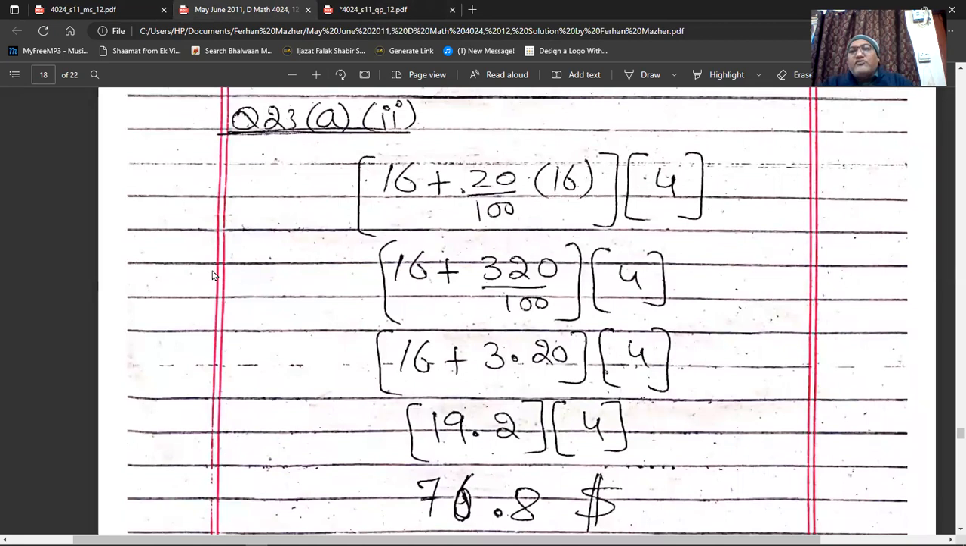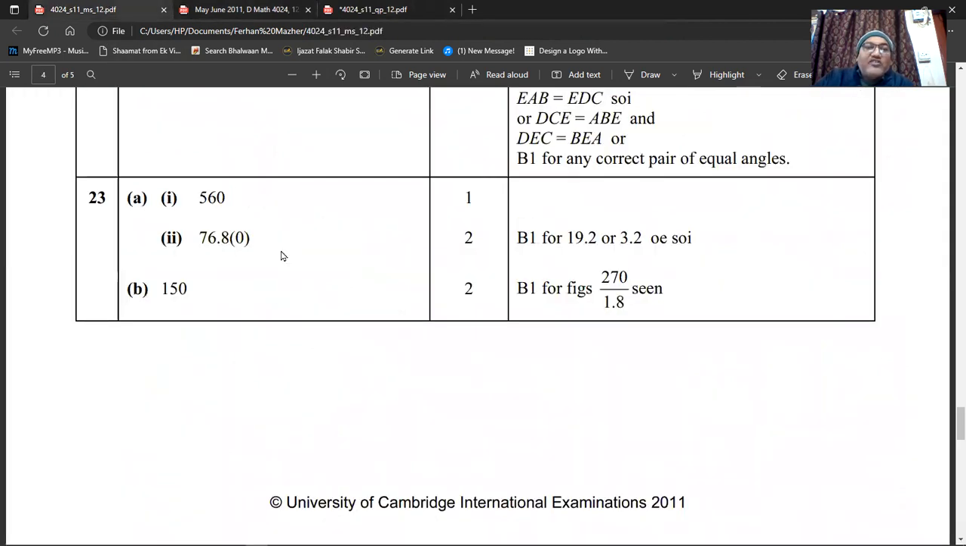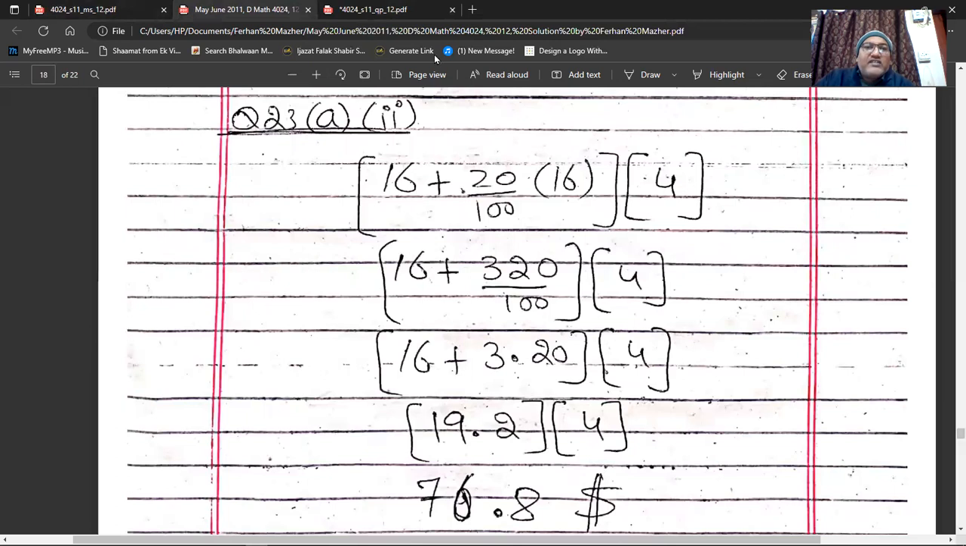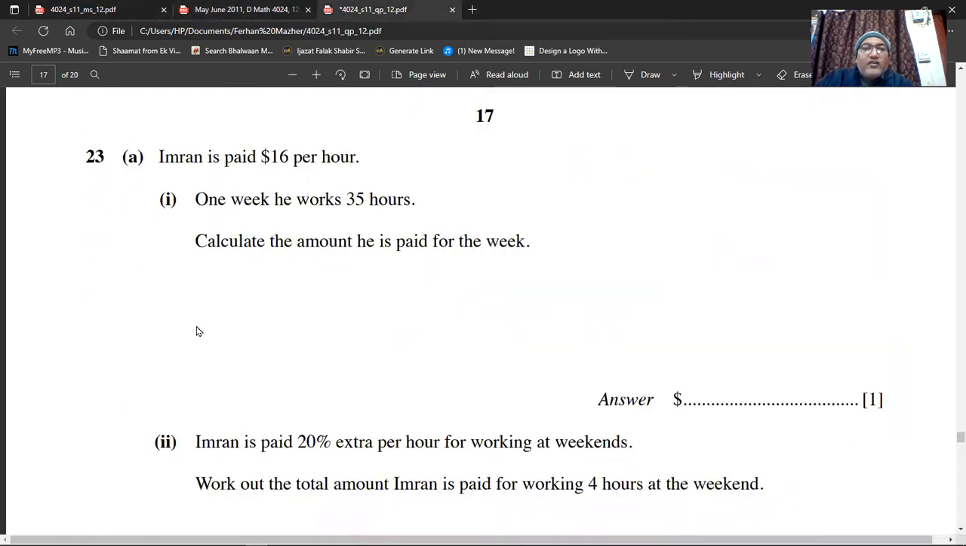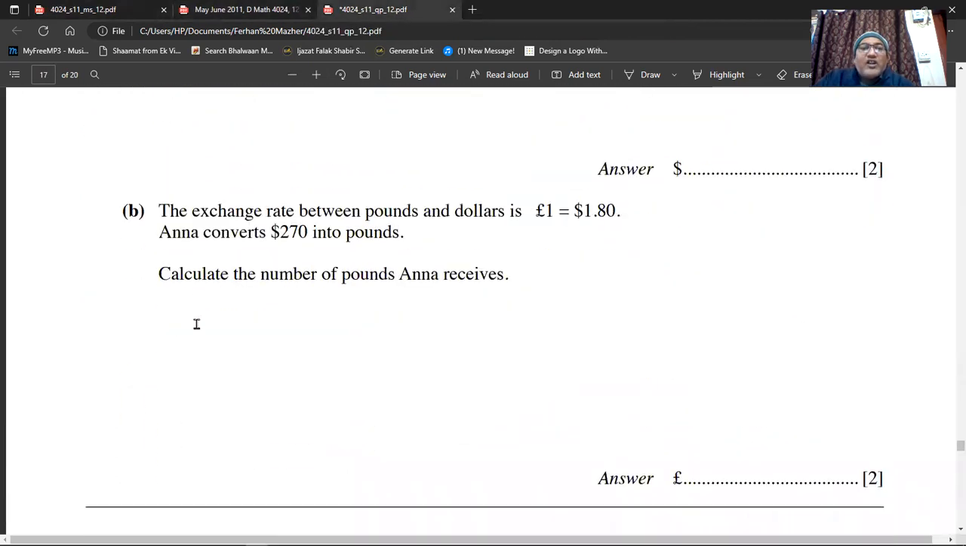So on your screen, I'm showing you that process. 16 plus 20% of 16. So that will be 16 plus 320 divided by 100. So it will be 16 plus 3.20. So that is 19.2 multiplied by 4. That will be $76.8. Just multiply these two numbers, you get the right answer, sir. Okay. So that was the second part of A part.